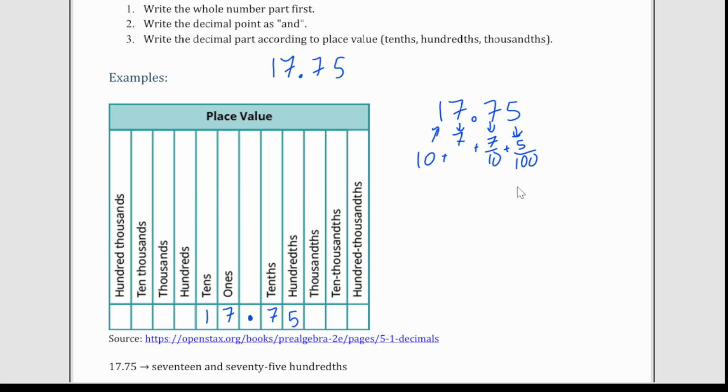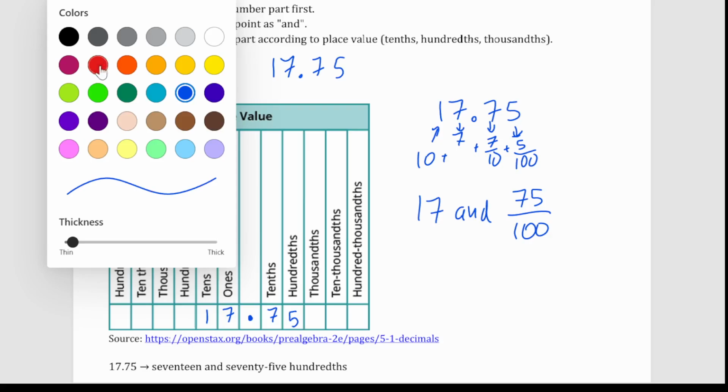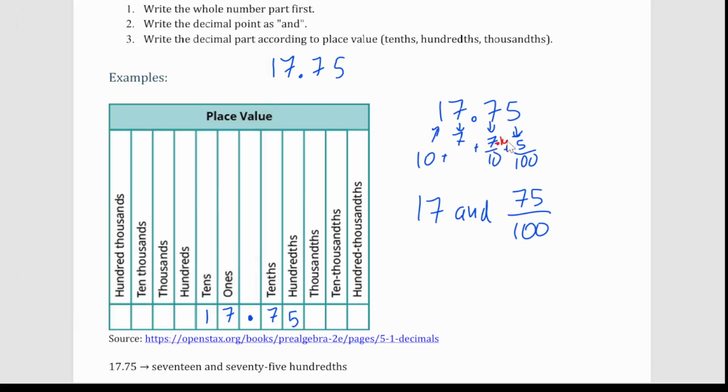Now that would be a lot to say out loud. You'd have to say a 10, a 7, 7 tenths, and 5 hundredths. So how do we say that more concisely in English? Well, we would say 17 and 75 hundredths. It's a lot faster. Instead of saying 7 tenths plus 5 hundredths, you can use your fraction operations to have a least common denominator of 100, to give you 70 out of 100 plus 5 out of 100 for a final answer of 75 hundredths.